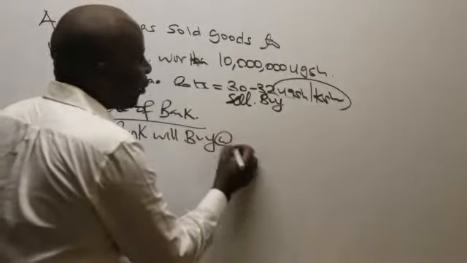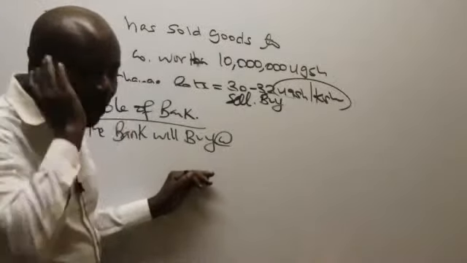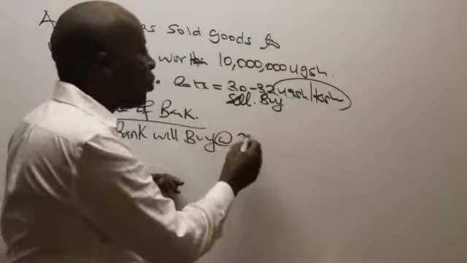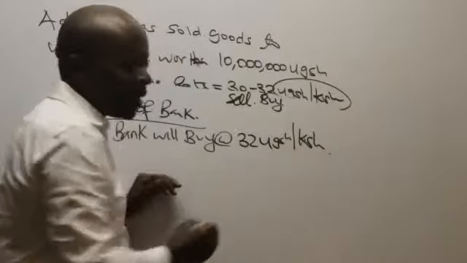So at what rate will the bank buy? 32. 32 who? Uganda shillings. Uganda shillings per who? Per Kenya shilling.